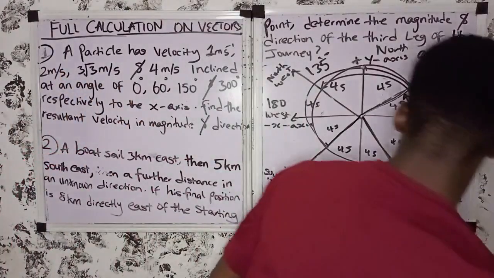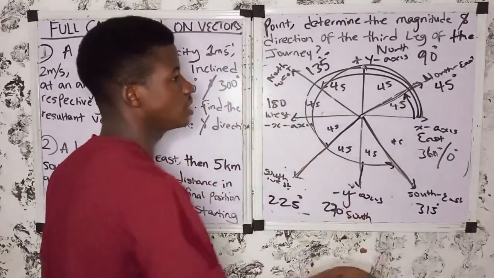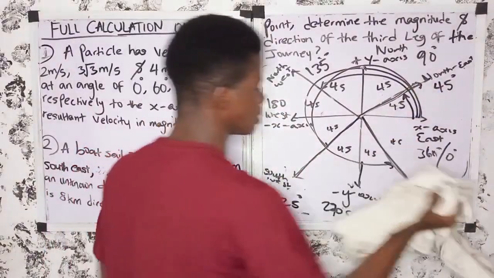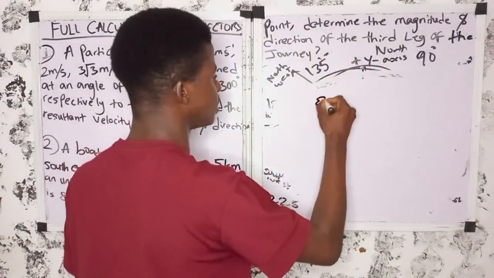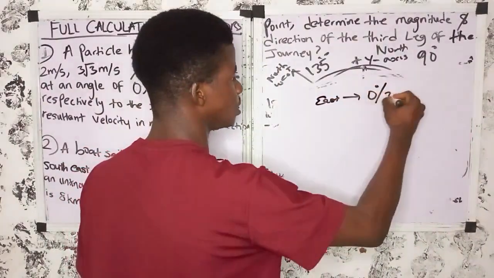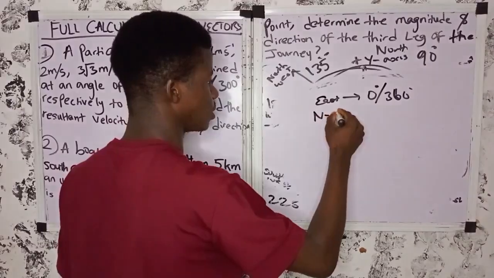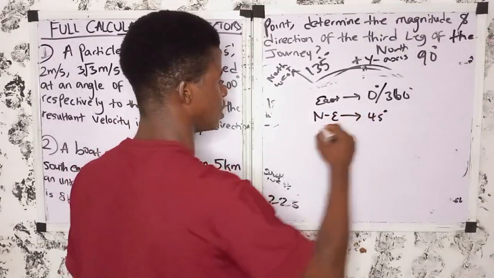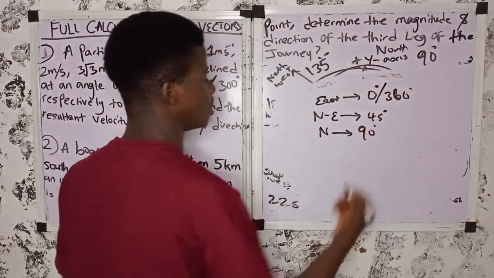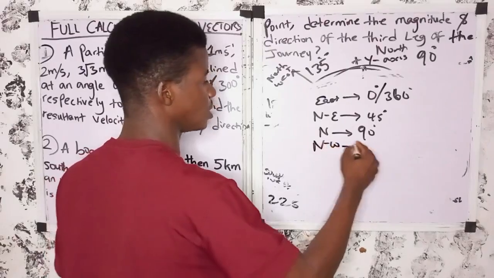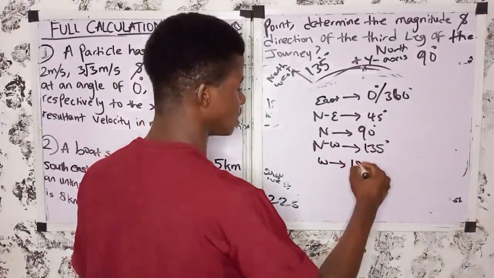Let me write it in a way you should understand. Let's start with east. East is 0 degrees or 360 degrees. Northeast is 45 degrees. The north itself is 90 degrees. Then northwest is 135 degrees. Then west is 180 degrees.